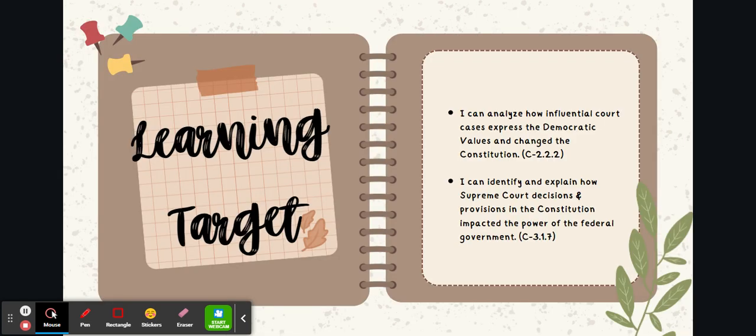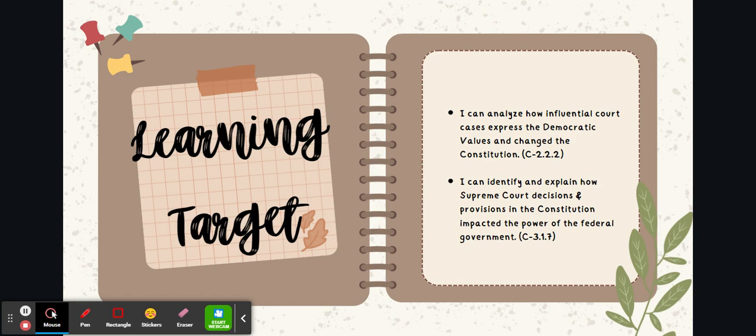Today's mini lesson includes two different learning targets that are similar but different. The first one states, I can analyze how influential court cases express the democratic values and change the Constitution. In that learning target, we're specifically going to focus on looking at how things like justice, liberty, those democratic values that we've talked about in the last several lessons, impact the Supreme Court cases over time.